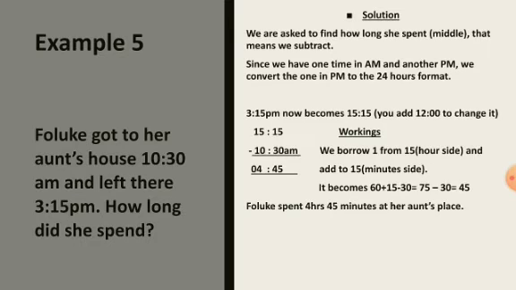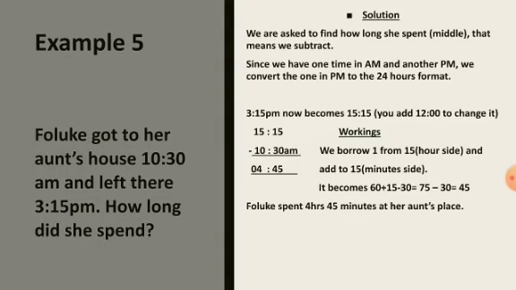and another in p.m., you remember one of our rules. When we are looking for the duration and we have one time in a.m. and the other in p.m., we convert the one in p.m. to the 24 hours format. So we have 15 minutes past 3 p.m. now becomes 15 minutes past 15.